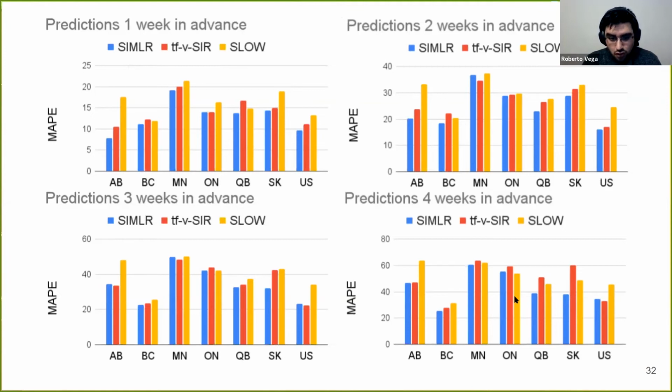Now, that doesn't always happen. There are cases where, for example, in the 3 weeks in advance prediction for Manitoba, we see that the simple SIR model is working a little bit better. Remember that we are incorporating intuition and prior knowledge into the predictions of the model. The quality of the model depends on the quality of the assumptions in this particular case. So if the assumptions are correct, we make great predictions. If they are not, well, the predictions are not as good as we want them to be.